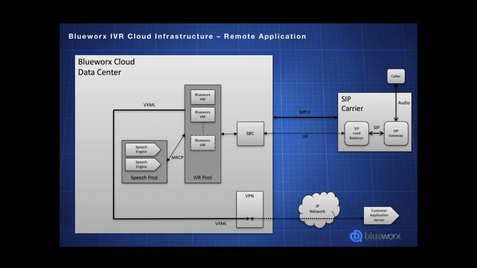In this example, the customers prefer to use their own application servers as well. So the Blueworx virtual machines connect directly through a VPN to the customer's application servers, and they generate the voice XML and send the voice XML directly to us. But again, we render that and we pull the speech resources locally.